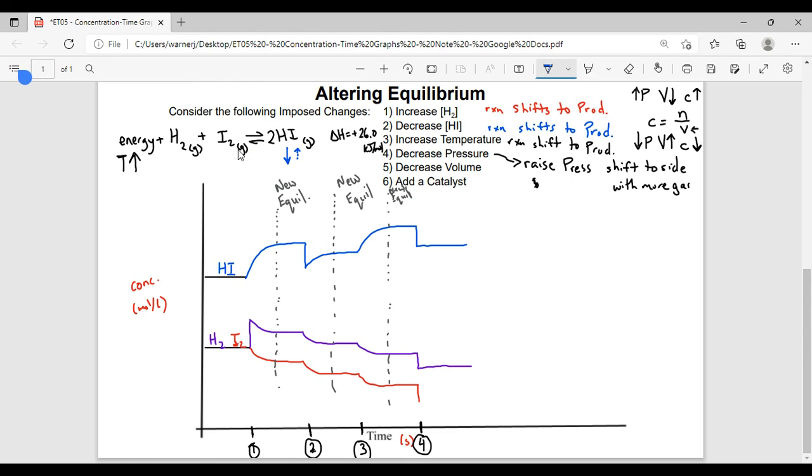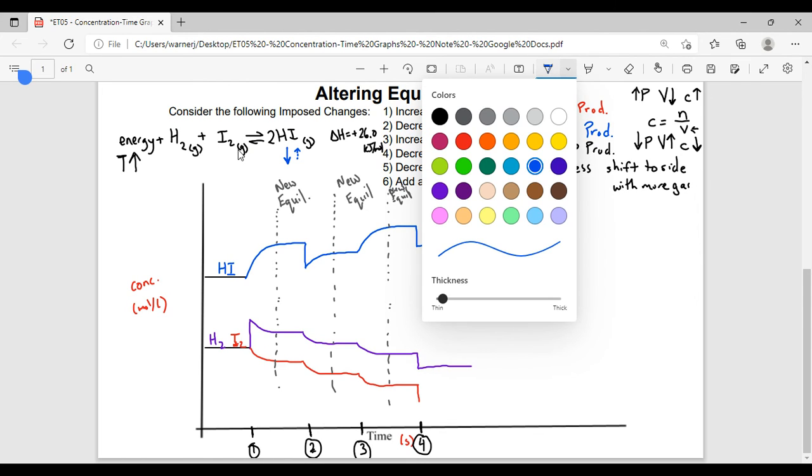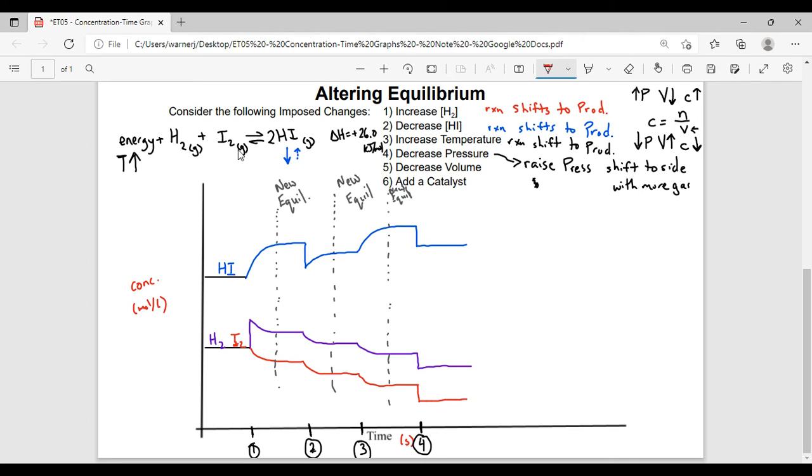It can't respond because there's 2 moles of gas on each side of the reaction. So unfortunately, in this case, the system couldn't respond to the change.